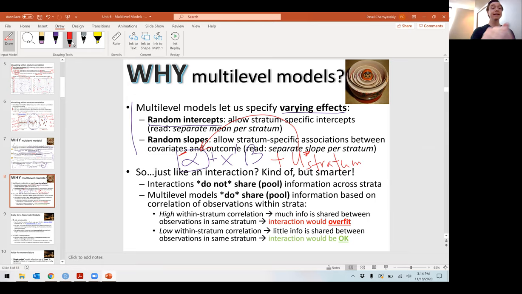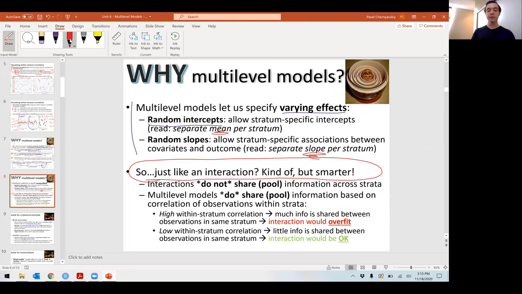We will also do something similar for slopes. And just stay tuned, I don't want to blow up my slide currently. But by using multi-level models, we can allow every stratum to have its own intercept, that is its own mean value, and also we can allow each stratum to have its own slope, its own association between whatever covariate and your outcome. So at this point, it might remind you of an interaction term. And that's, to me, not a completely incorrect way of looking at it. If you're allowing for different associations, different slopes per stratum, that is a way of thinking about it, like a stratum by X interaction.